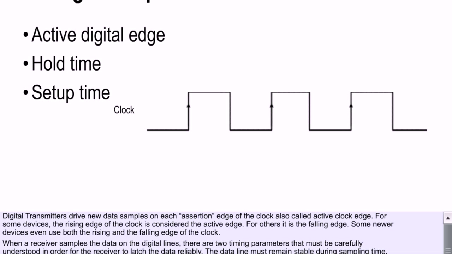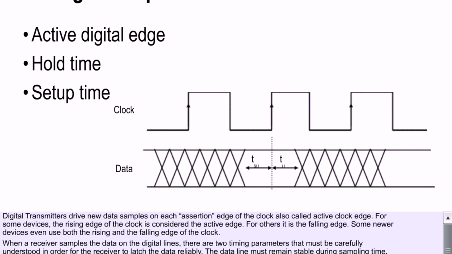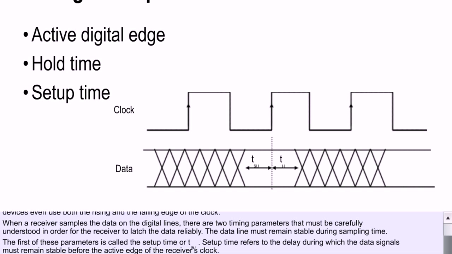When a receiver samples the data on the digital lines, there are two timing parameters that must be carefully understood in order for the receiver to latch the data reliably. The data line must remain stable during sampling time. The first of these parameters is called setup time, or TSU. The setup time refers to the delay during which the data signals must remain stable before the active edge of the clock. The second parameter is called hold time, abbreviated TH.